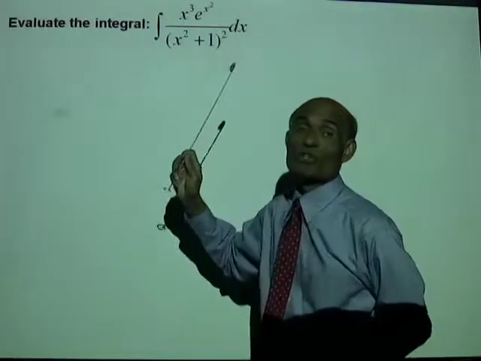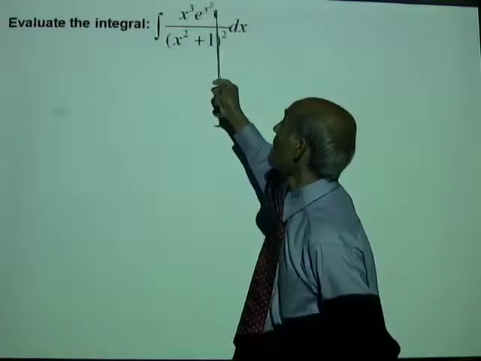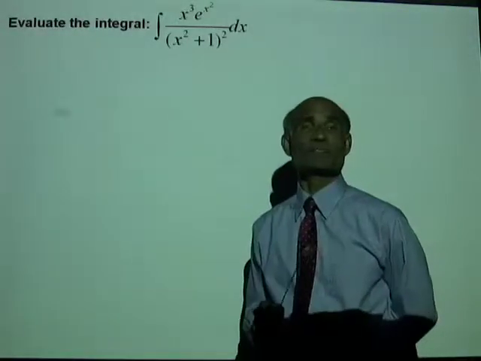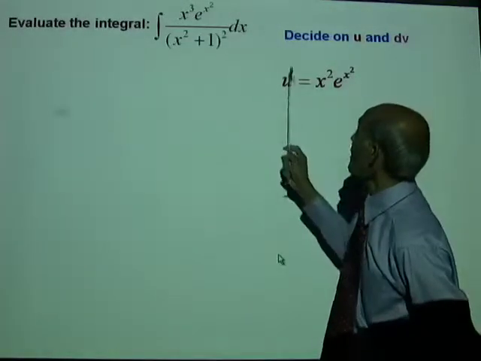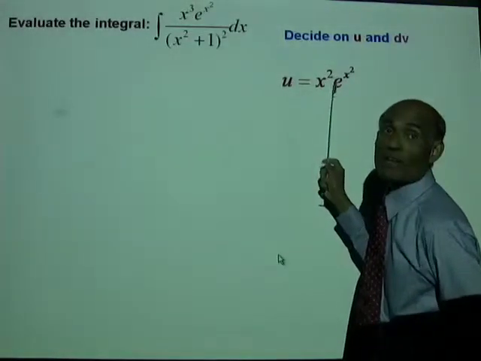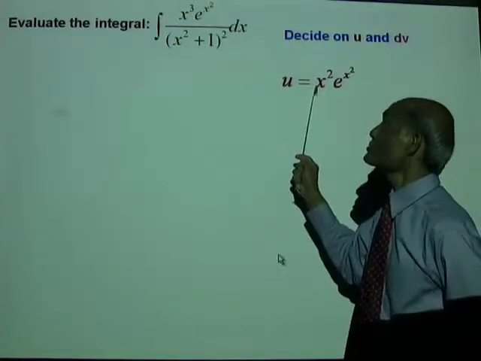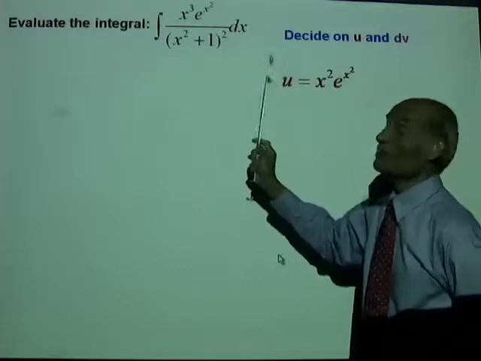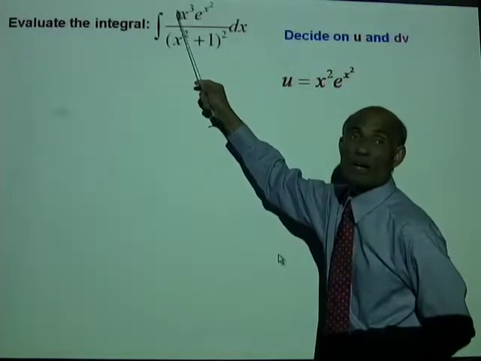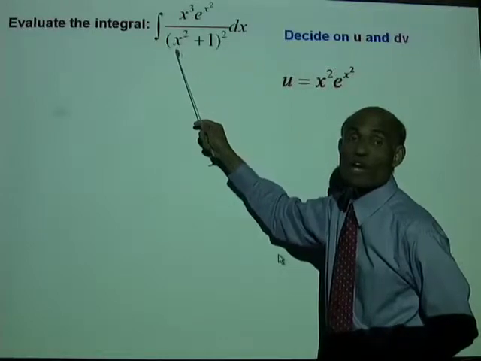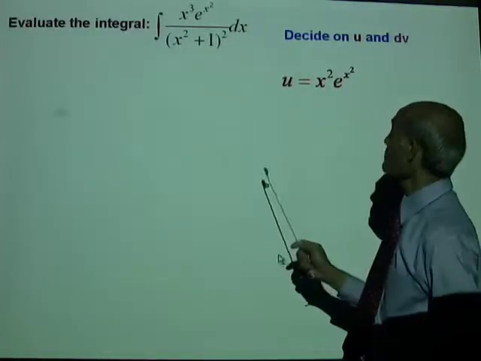That means your u will be x squared e to the power of x squared. Is that right? So we decided on our u as x squared e to the power of x squared. I hope you understand why this became u, because this x cubed we wrote as x times x squared, and the first x we took along with the dv, x over x squared plus 1 to the power of 2.